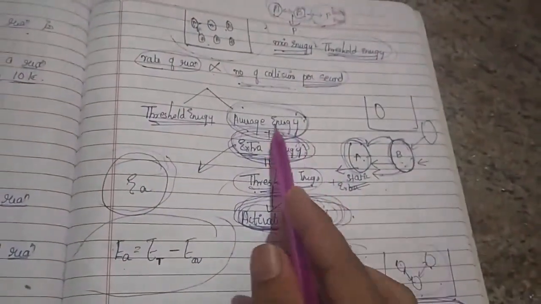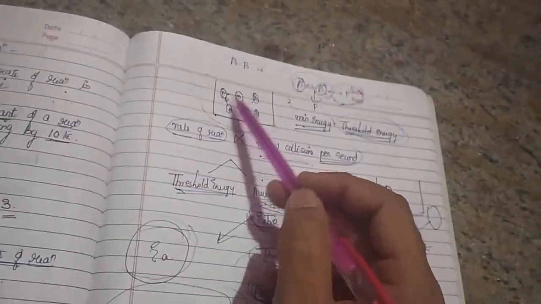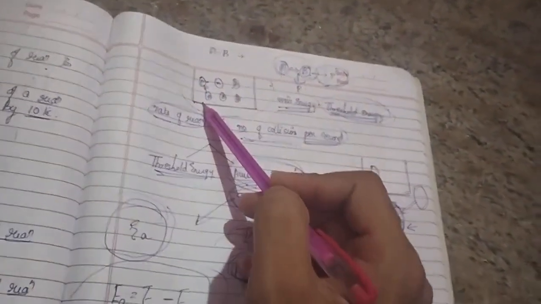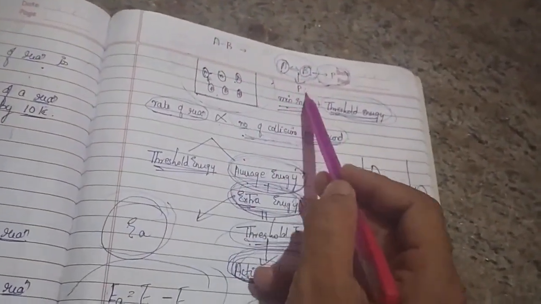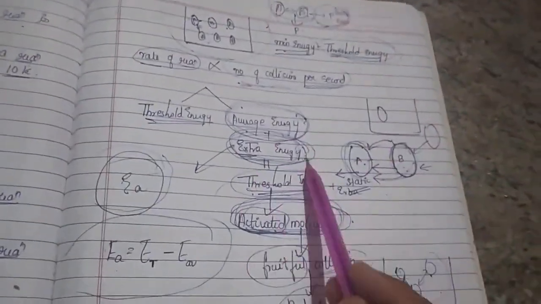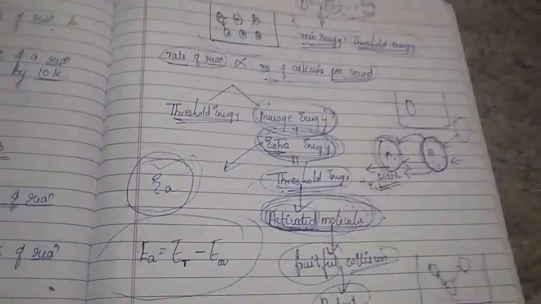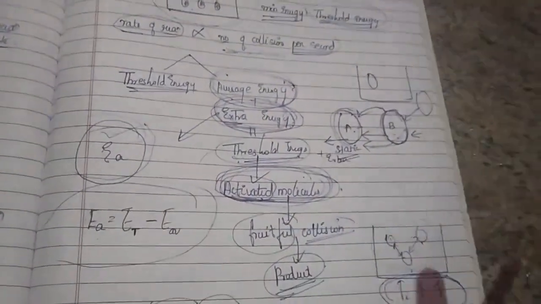So which extra energy should we take? The energy the reacting molecule should get. Why should they get it? In order to convert to product. And when will this product be obtained? Upon collision. So that extra energy will be called what? Your activation energy. So this is the concept.